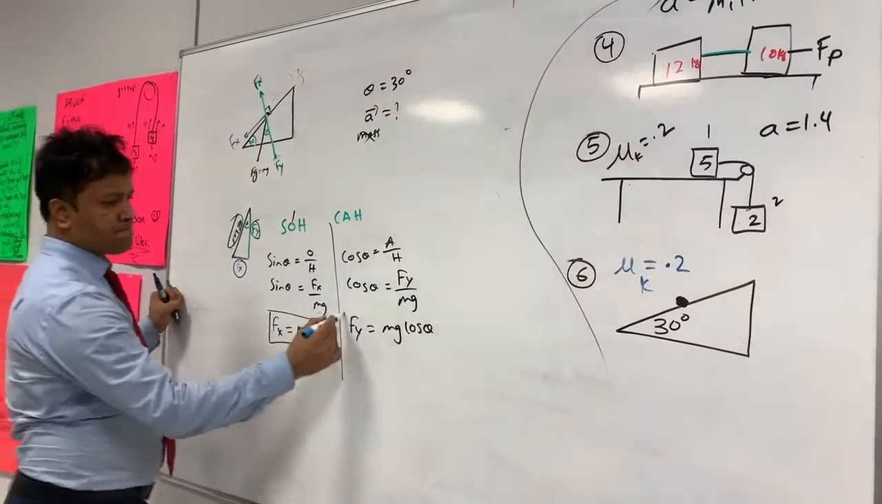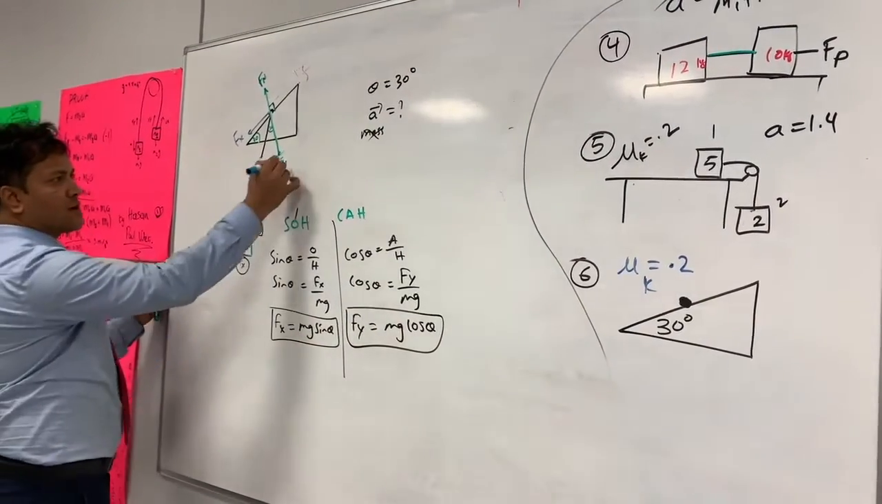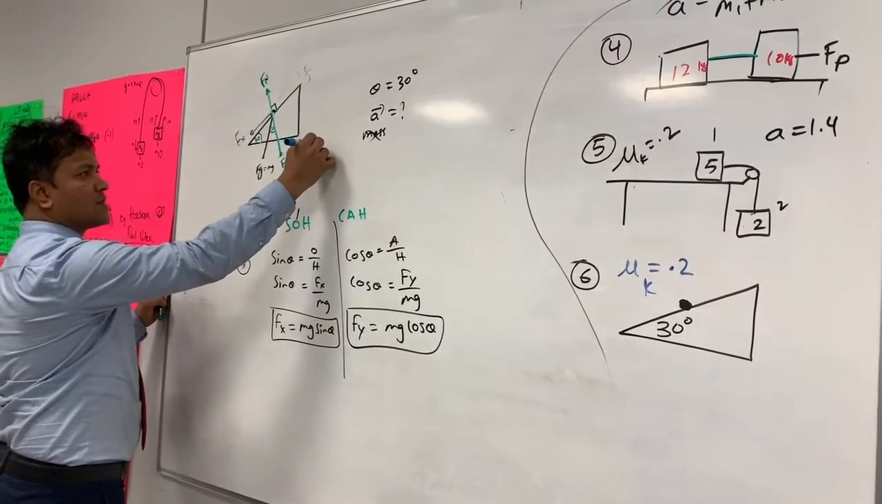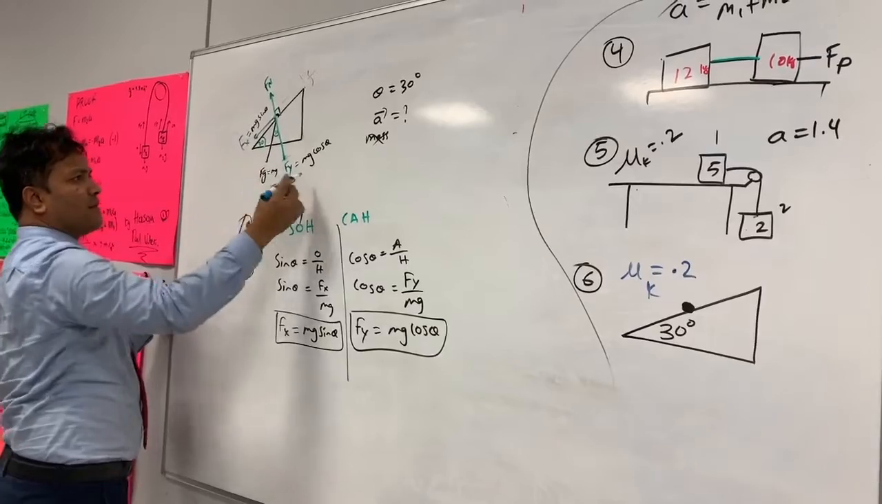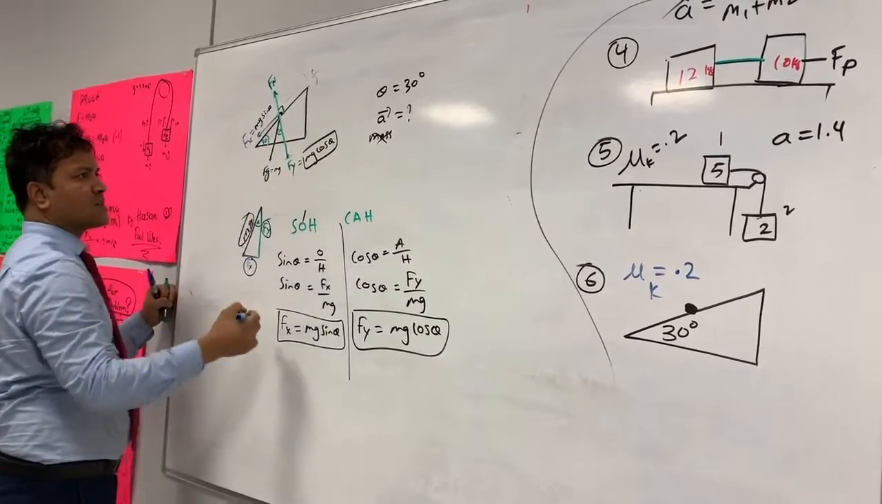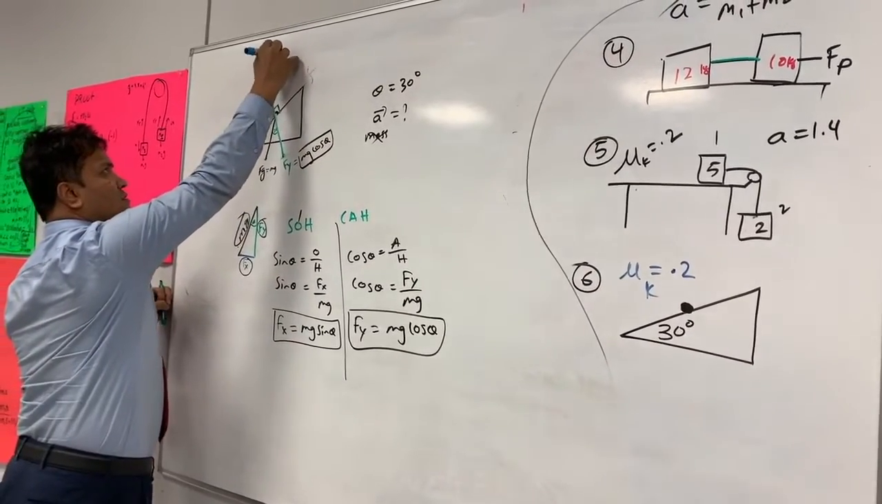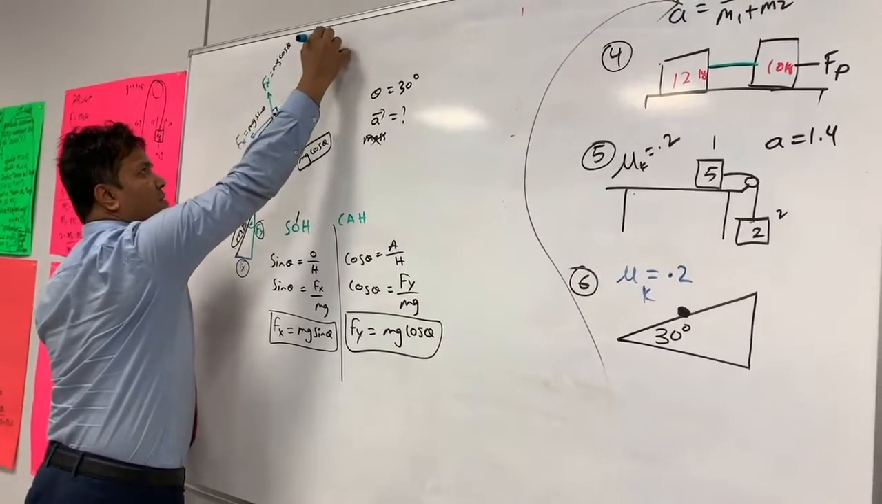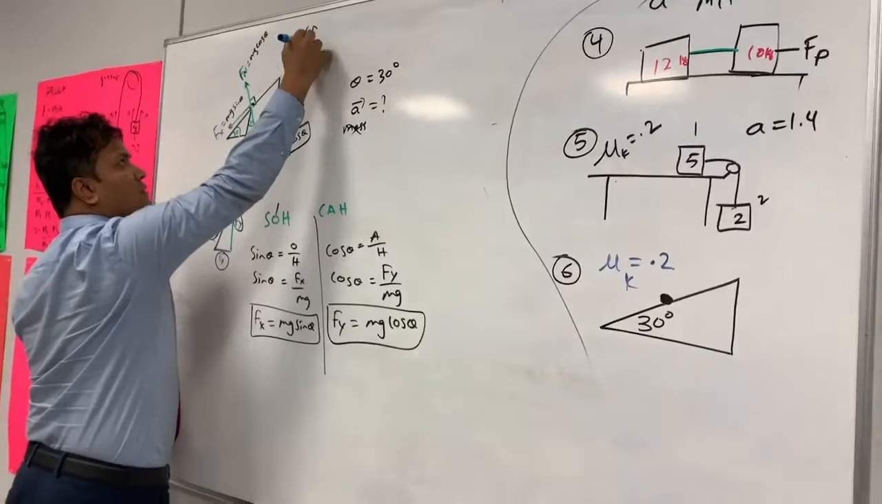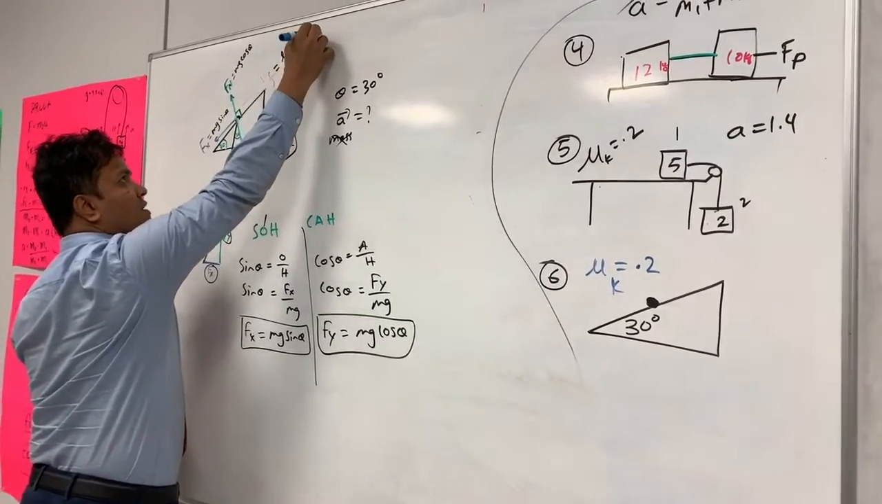So Fy is equal to mg cosine theta, and Fx is equal to mg sine theta. Fn, if Fy is mg cosine theta, is also mg cosine theta. Ff is equal to mu Fn, so this is mu mg cosine theta.